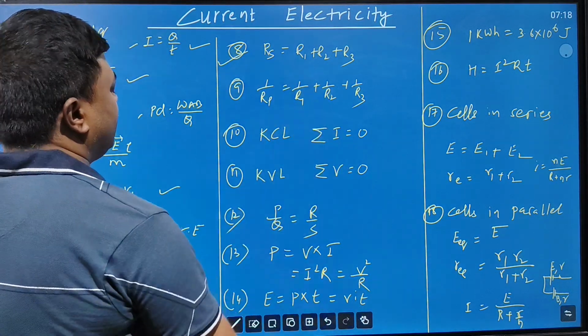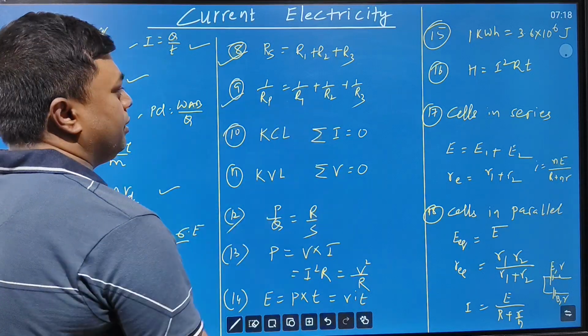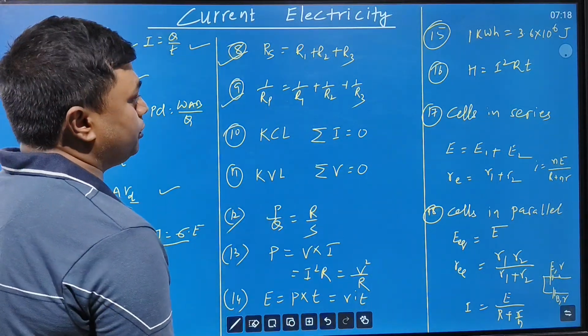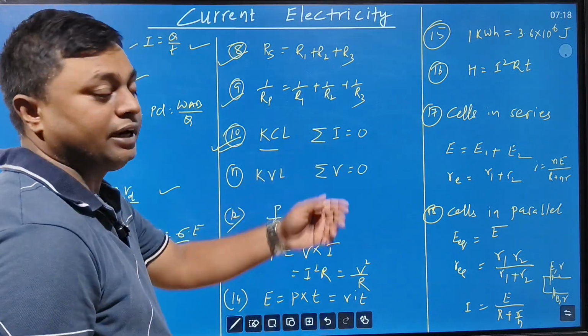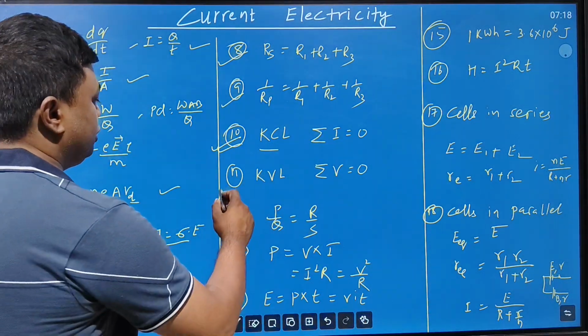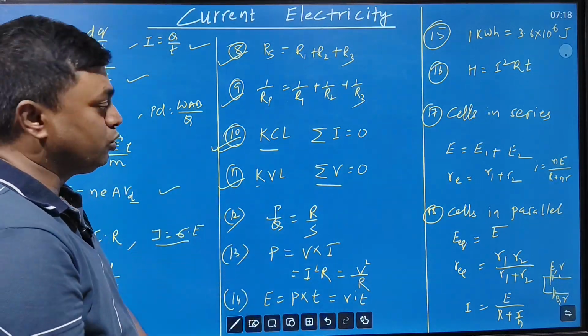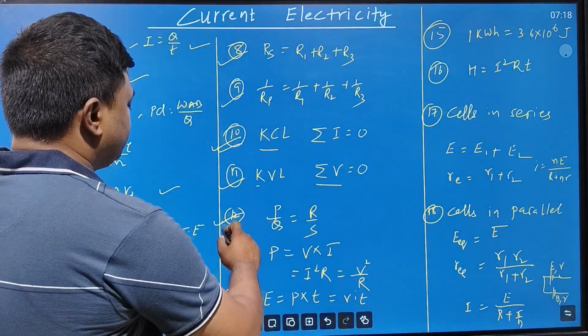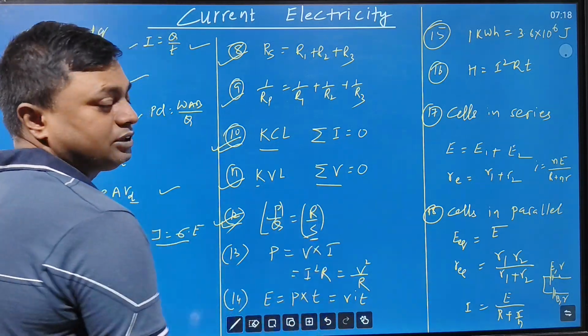Resistance in series, okay, Rs is equal to R1 plus R2 plus R3. Resistance in parallel, 1 by Rp is equal to 1 by R1 plus 1 by R2 plus 1 by R3. If we talk about Kirchhoff's current law, summation of all the current at the junction is 0. Kirchhoff's voltage law, summation of all the potential and EMF in a closed loop is 0. Okay, Wheatstone bridge, P by Q is equal to R by S. Generally, it is used to find the unknown resistance.